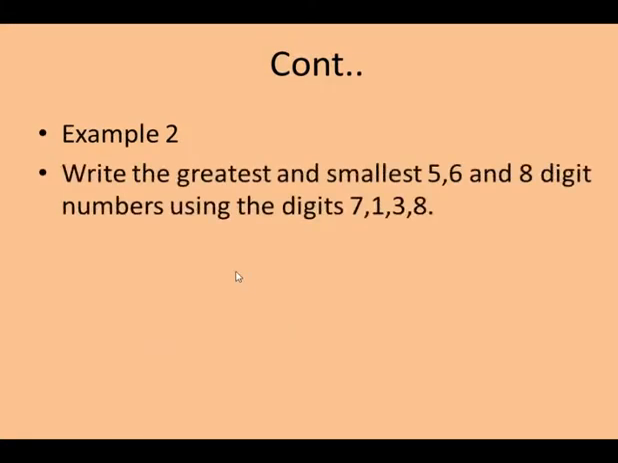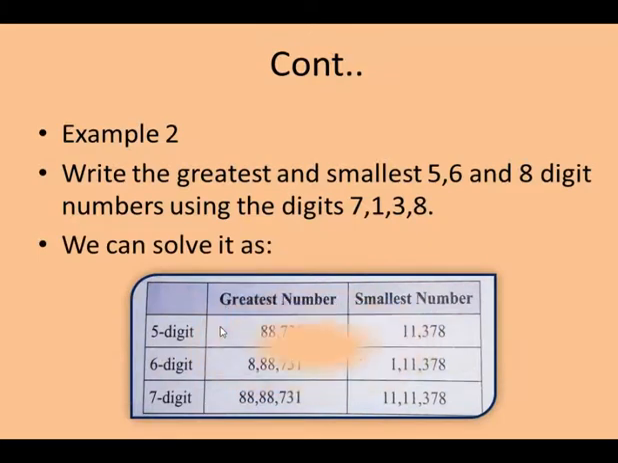One more example I have taken over here. Write the greatest and smallest 8-digit number using the digits. We have been given 4 digits, and we have to form 8-digit numbers, smallest and greatest. As we have seen here, for 5-digit, 6-digit and 7-digit numbers, we form the greatest and smallest. For the 5-digit greatest number we repeated the greatest digit. Among 7, 1, 3, 8, 8 is the greatest, so we repeated 8 two times, then 7, 3, 1.